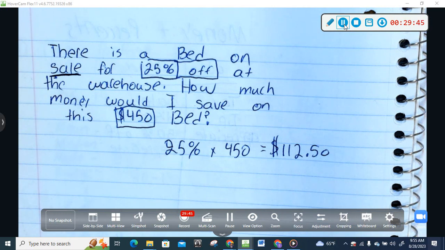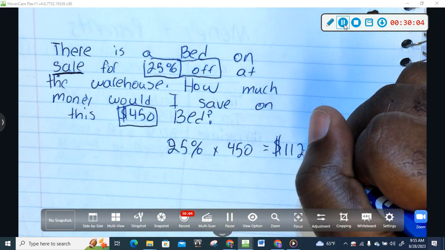Which is the what? What's that number you just told me? The fact that you subtracted it, what does that give you? That gives me my total cost. That's how much I paid for it. This is my discount right here.